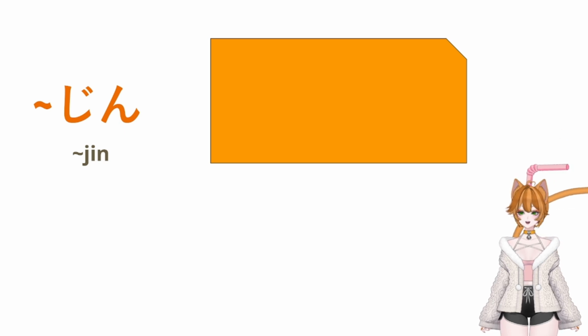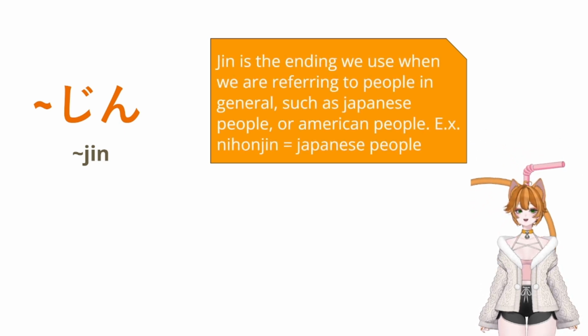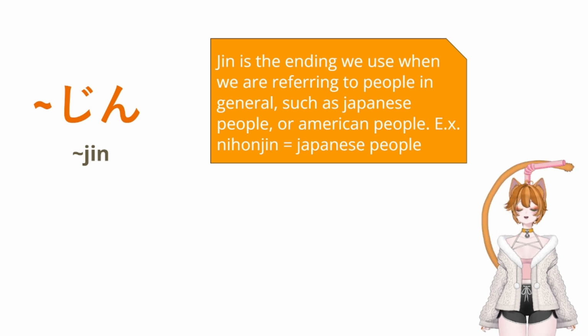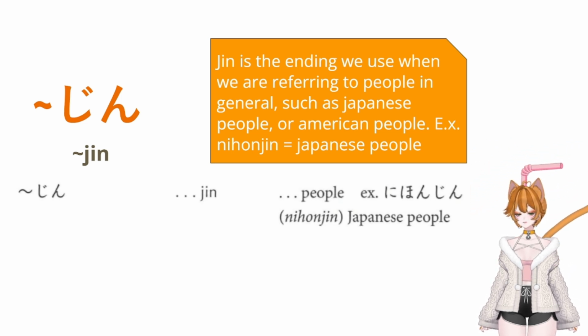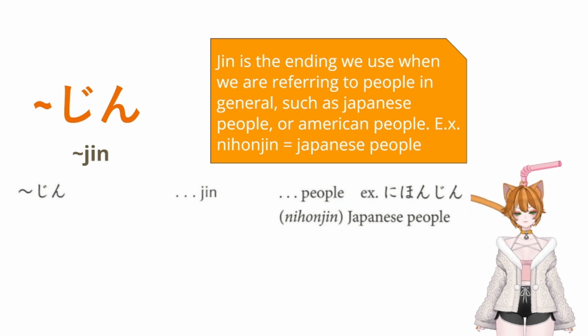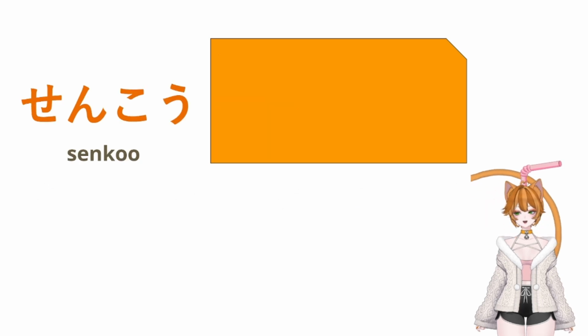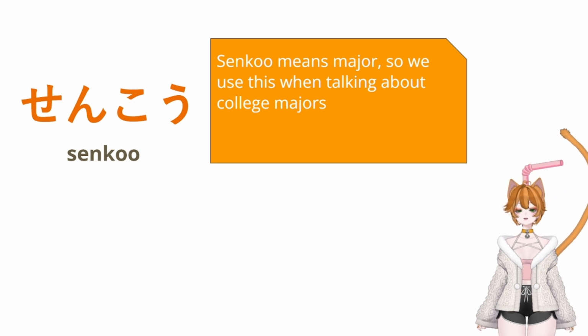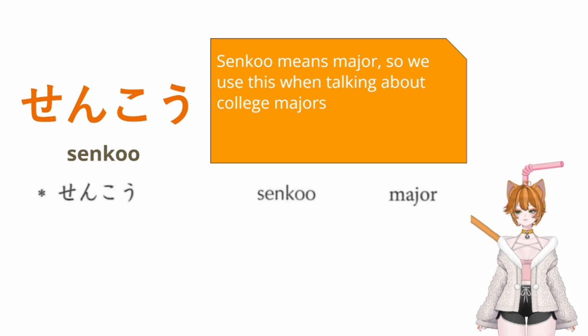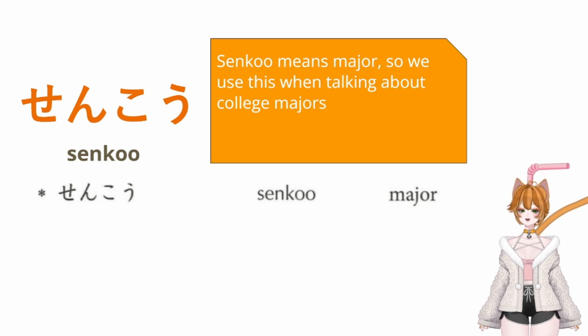Our next one is another ending again. I know we have a lot of endings right now. This is jin. Jin is the ending that we use when we are referring to people in general, such as Japanese people or American people. For example, Nihonjin means Japanese people. Our next one is senko. Senko means major. This is what we use when we're talking about college majors. And these little asterisks just mean that you will see them in the practices for the lesson.